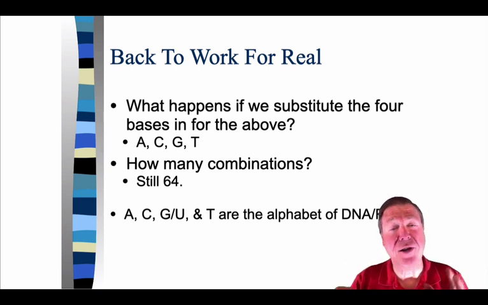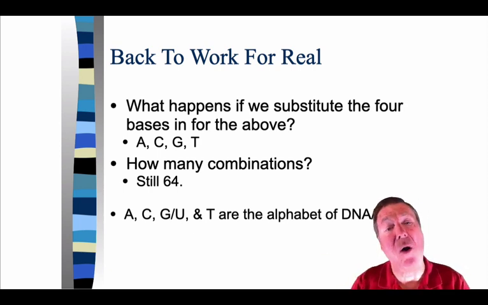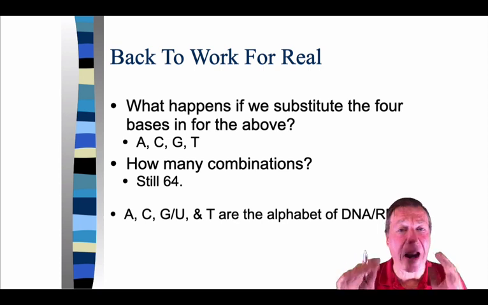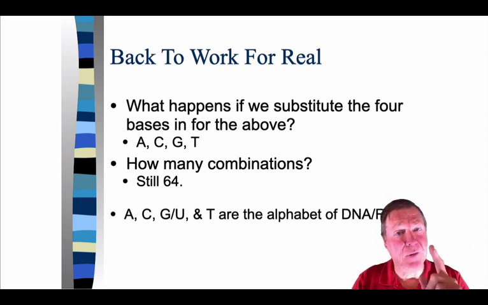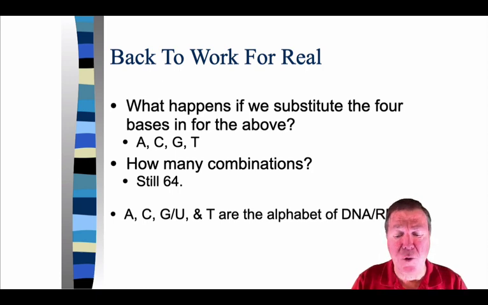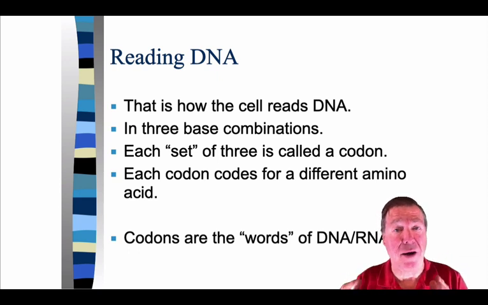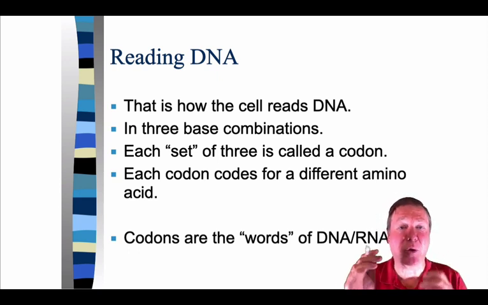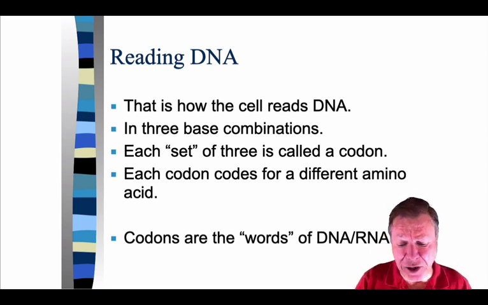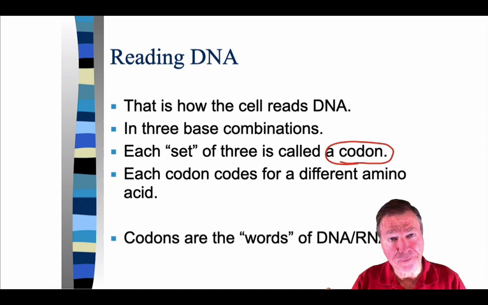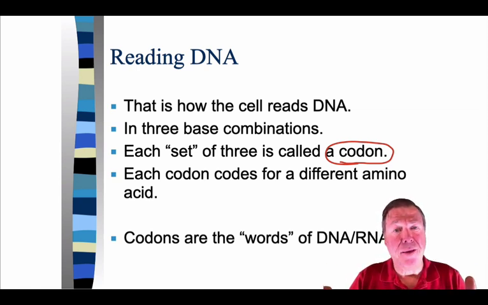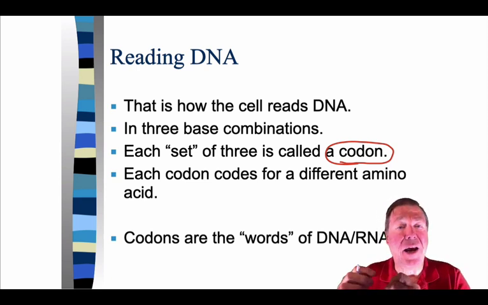The way you need to think about this, the bases, A, C, G, and T, are the alphabet for DNA, and eventually when we get farther on, for RNA. The bases are the alphabet, all right? If you have an alphabet, you have to have words. All of the words in DNA are 3 letters long. That's the maximum. This is how the cell reads the DNA, in 3 base combinations. Each combination is called a codon. All right, a codon is the code for 1 amino acid. So think of the bases as the alphabet.